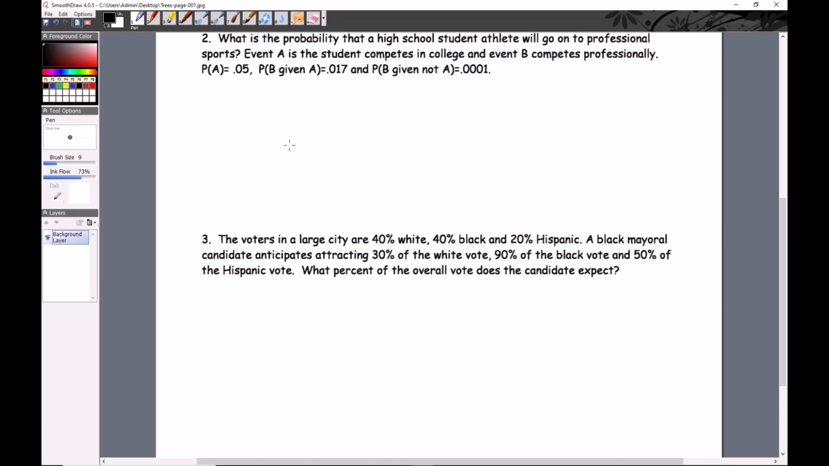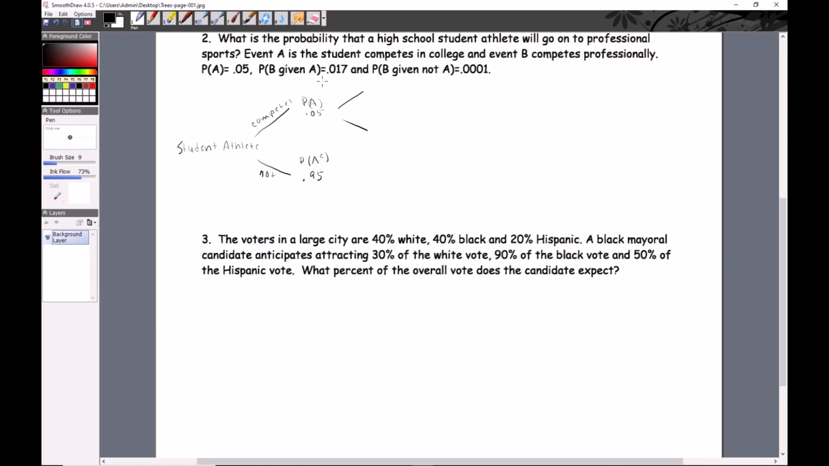So the probability that they compete in college is 0.05, and the probability of B given A and B given not A are both presented to us. So let's just start out with student athlete. And let's make a first branch. All right, this will be competes in college or not. So this is the probability of A, which is 0.05. And so this will be the probability of A complement, which is 0.95. And we'll just split off from there.